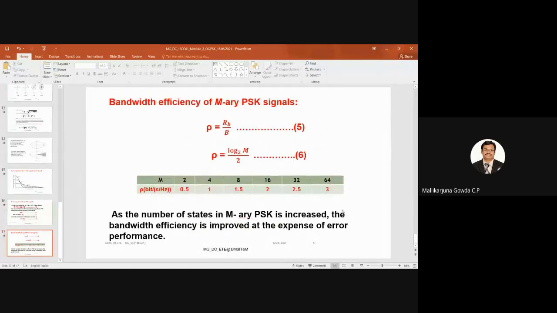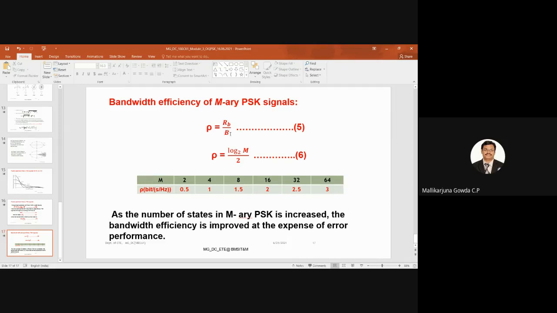Okay, so let me proceed further. Here we talk about the bandwidth efficiency. The bandwidth efficiency of this M-ary PSK signal, usually we denote this efficiency by the symbol rho. So bandwidth efficiency rho will be equal to RB, that is bit rate, divided by B. This is the expression for bandwidth efficiency, RB by B.